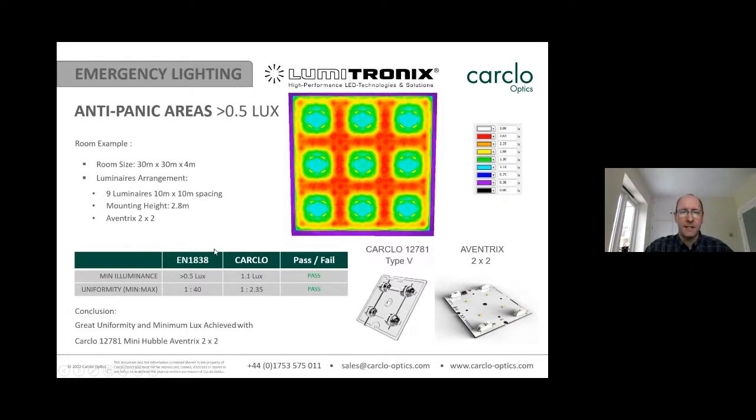So the requirement for EN 1838 is greater than 0.5 lux. And in this scenario, we're actually achieving 1.1 lux. I will point out as well that the Eventrix boards have been severely underdriven in these scenarios, because all emergency lighting would be battery powered, and the lights need to stay on battery power for a minimum of 1 hour. So obviously power consumption is a major consideration in this. So as I say, the requirement is 0.5 lux, and we're actually achieving 1.1 lux. Again, the uniformity is 1:40, and we're actually achieving 1:2.35. So again, it's a pass.